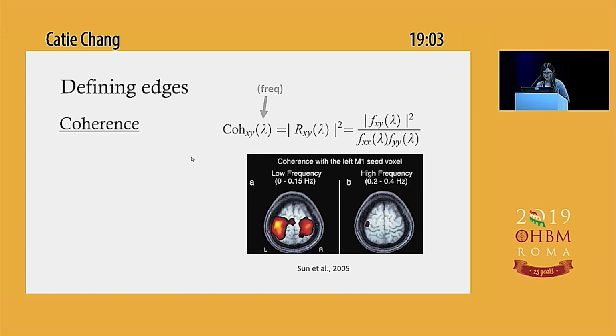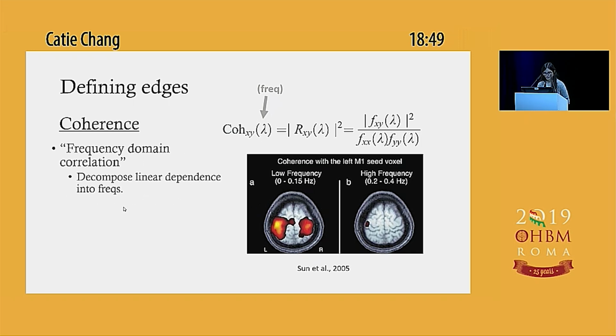Another metric I'll mention is coherence, and for fMRI data, this tends to be used less frequently compared to correlations, but can be conceptualized as a frequency domain version of correlation. And since it's a function of frequency, one thing that it allows us to do is essentially decompose the linear dependence into a specific set of frequencies, or frequency bands.